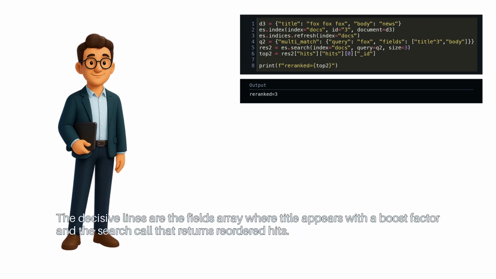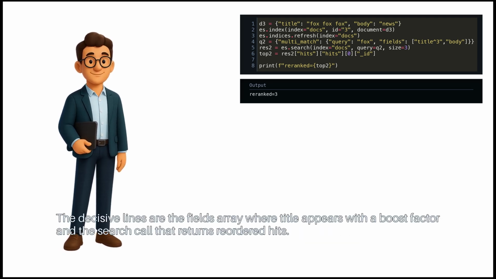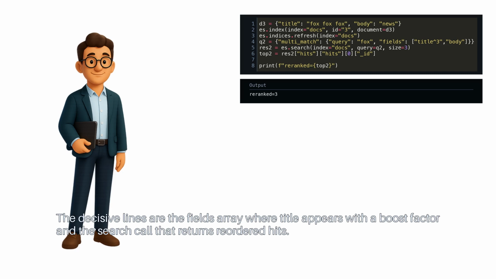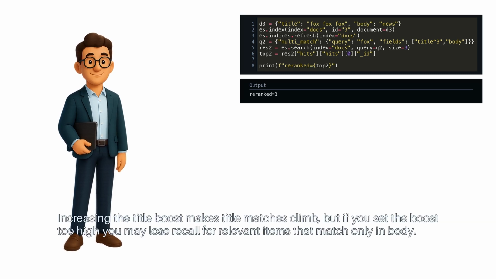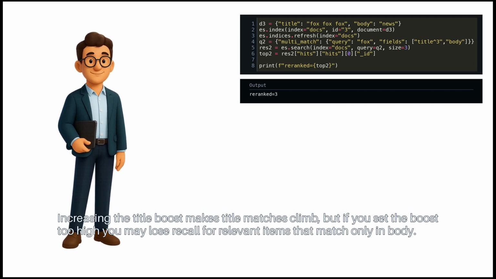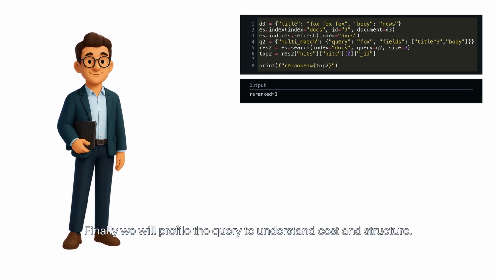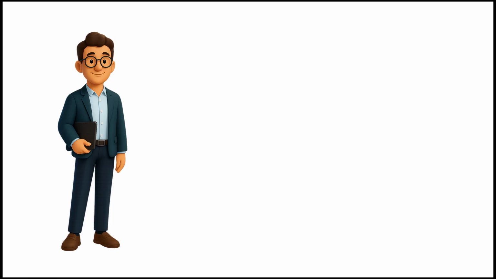The decisive lines are the fields array where title appears with a boost factor, and the search call that returns reordered hits. Increasing the title boost makes title matches climb, but if you set the boost too high, you may lose recall for relevant items that match only in body. Finally, we will profile the query to understand cost and structure.